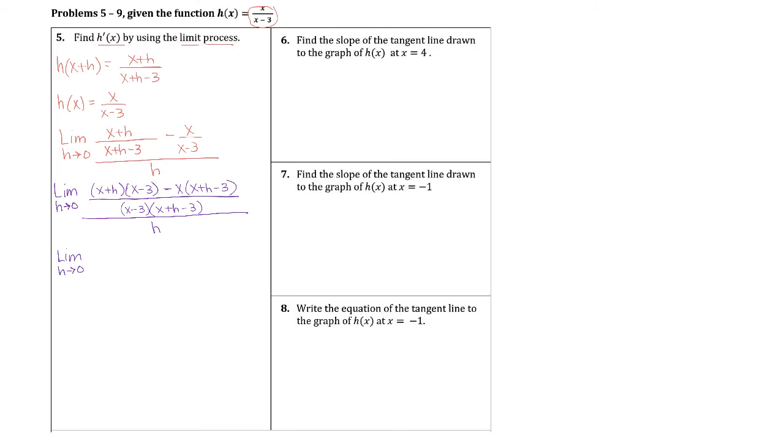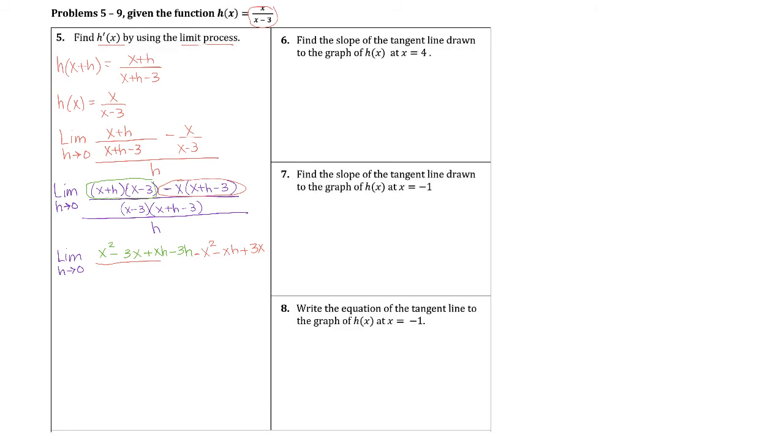So at the top, I'm going to FOIL out, and it might be useful to change colors. This portion here, I'm going to FOIL all that out. So I'm going to have x squared minus 3x plus xh minus 3h. Okay, and now let's swap colors, and I'm going to look at this portion. So that's going to be minus x squared minus xh plus 3x.